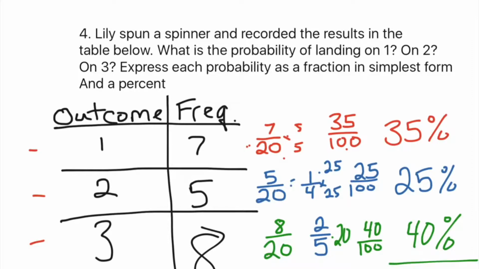Now, always just make sure your percents always add up to 100. So 35, 60, 100. Yep, it added up to 100, so I know my percents are good. So that is the answer to number 4.